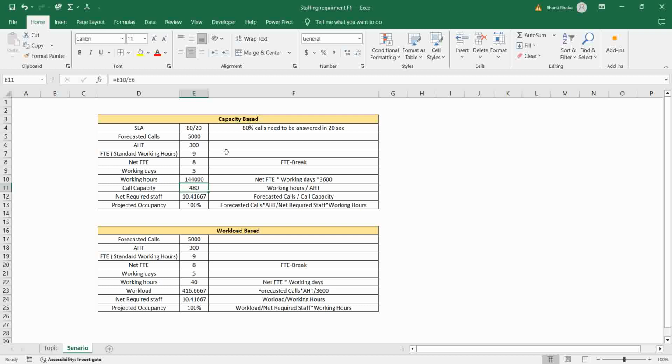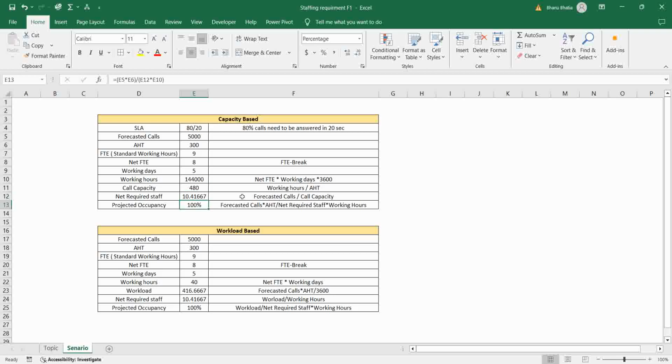And then for net required staff, I have divided my forecasted calls with my call capacity. So this is my net required staff.